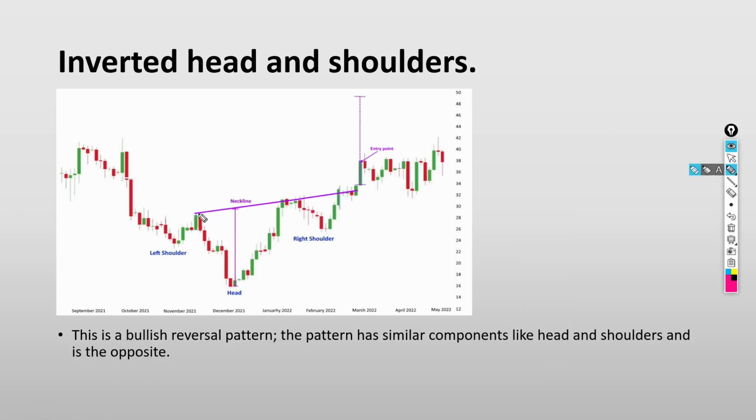This one also looks like the line was sloping a little higher, but sometimes you can find it when the neckline is so clear like this. So this is the left shoulder, this is the head, this is the other shoulder. So after the neckline break, you will get a new uptrend. So it occurs on a downtrend, and it is a bullish reversal pattern. And the pattern has similar components like the head and shoulder. So here it is the opposite.